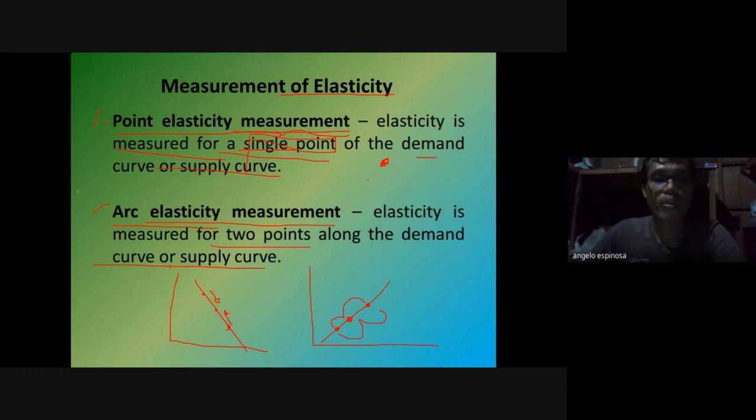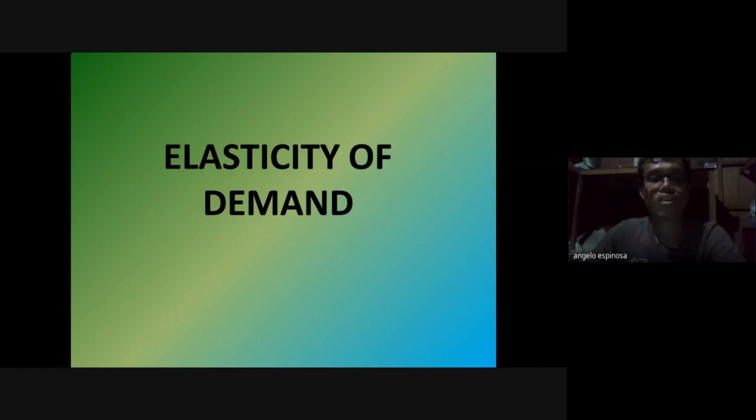Yan yung dalawa. Pag point, it means one point. Pag arc naman, it means two points, okay? Or average point. Average point ang tawag sa kanya. Okay, so let's proceed now to, actually, there are two types of elasticity that we are about to discuss. Actually, madami yan sila, pero mahirap na ako mag-discuss nung iba kasi hindi naman lumalabas sa board exam. That is under managerial economics already.